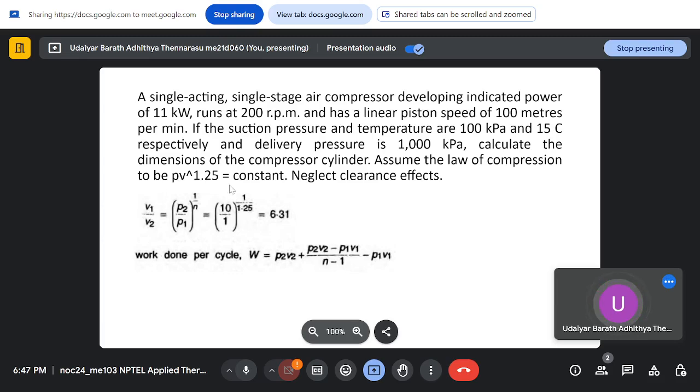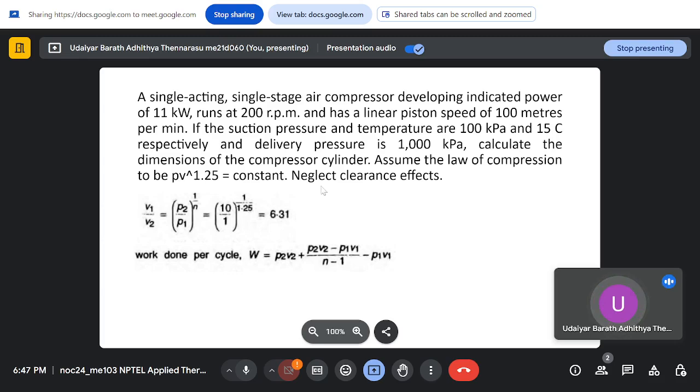The process is happening as PV raised to power n equals constant. From this we can find out the volume ratios. V1 by V2 equals P2 by P1 raised to power 1 by n. Substituting the values, P2 by P1 is 10 and n is 1.25, so the volume ratio is 6.31.